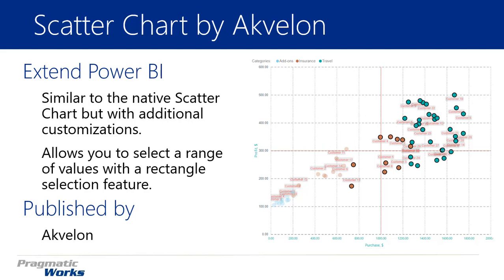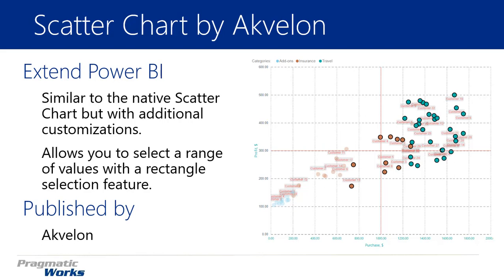One of the key things that I happen to really like is the ability to select a range of values using a rectangle selection feature that's made available to you. You can see that on the right-hand side. The darker, more clear values are the ones that have been selected. All the ones that are more transparent are not selected. So you have the ability to easily select values.